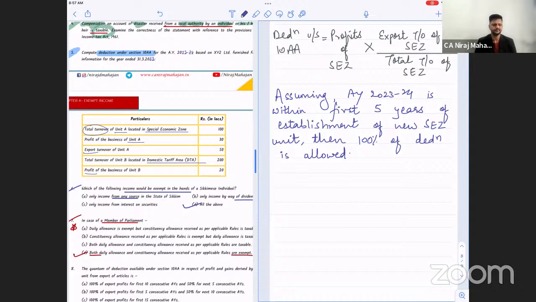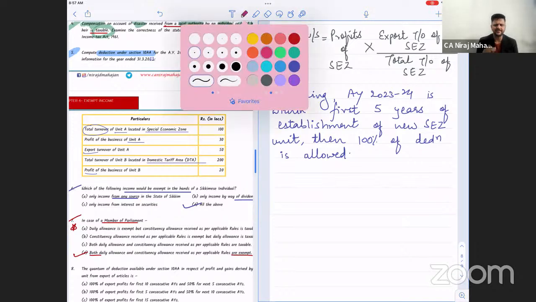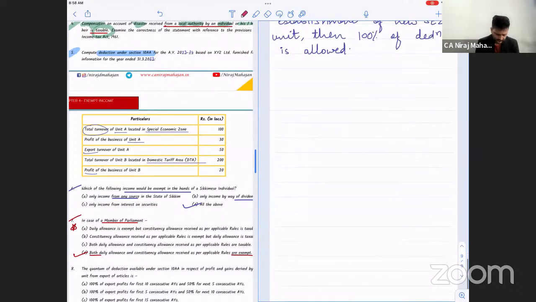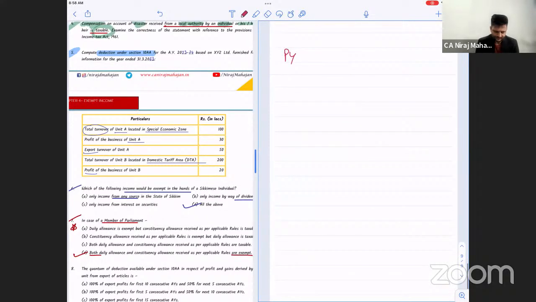Finally, then 100% of the deduction is allowed. We'll go ahead, everybody. Just for the sake of clarification, don't write down now. I'm just looking at the worst scenario for the last scenario.